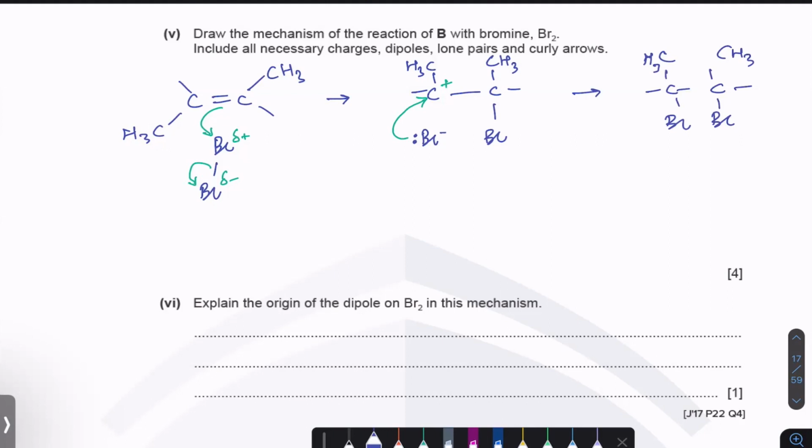Explain the origin of dipole in this mechanism. Where is this dipole coming from? The dipole was because of the pi electrons. So we'll say these electrons in the pi bond induce a dipole on bromine.